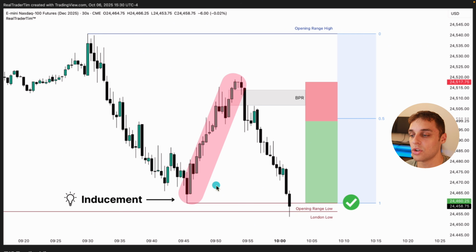Okay, so understanding inducement in this scenario is extremely powerful, extremely significant. So A, we're not chasing any longs and expecting price to go to opening range high and beyond. And B, we can get a really good setup if we can just wait for that retracement to a premium.